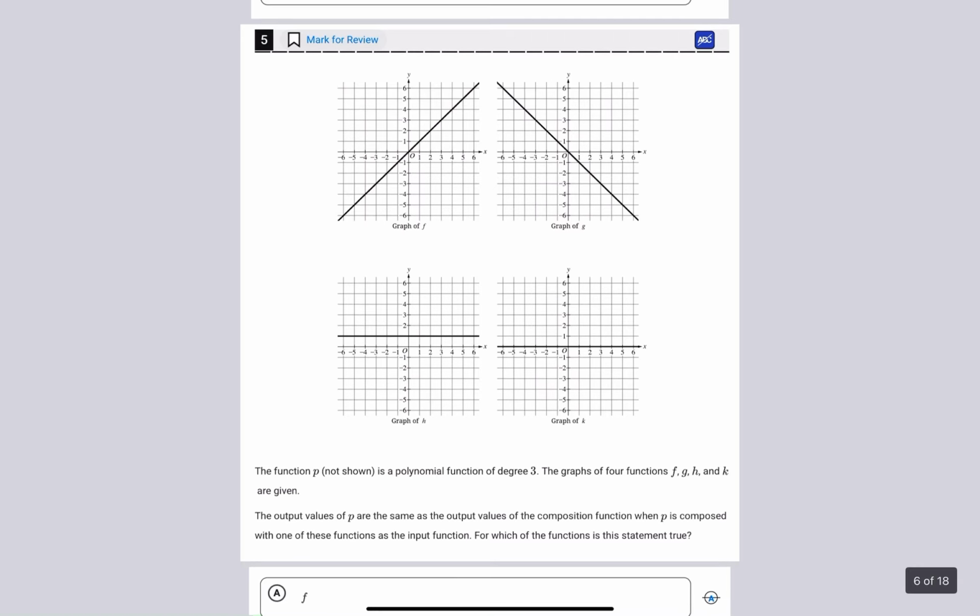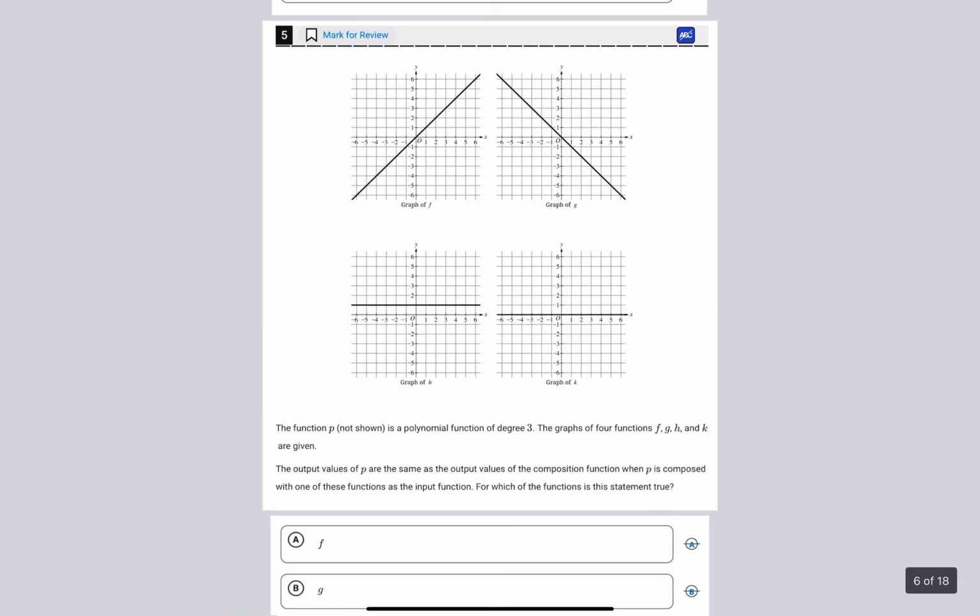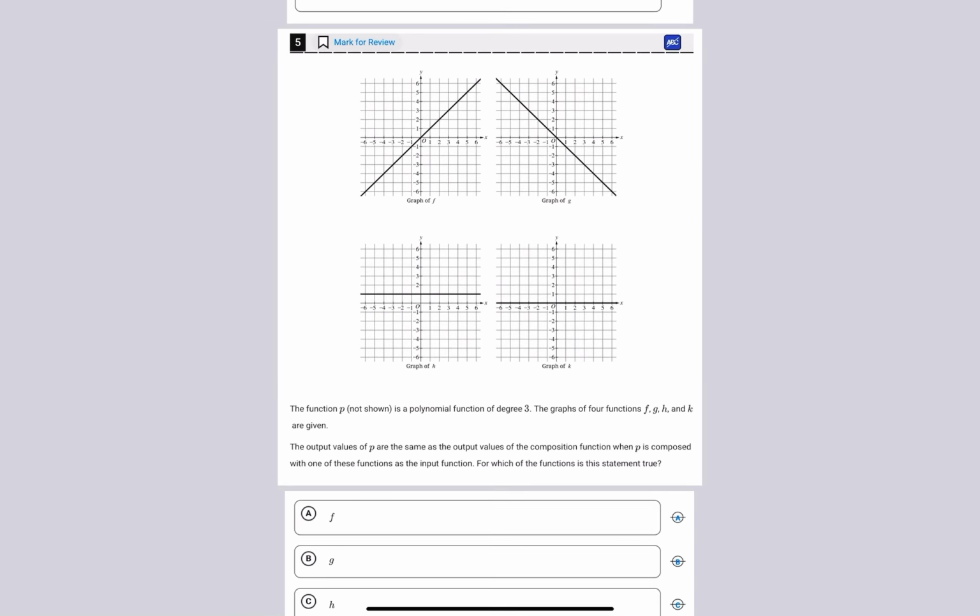Okay, moving on to question number 5, which is a really interesting question. The function p, not shown, is a polynomial function of degree 3. So p of x could be any polynomial function of degree 3. It could be x cubed plus x squared plus x plus 1, or it could just be p of x equals x cubed. It doesn't really matter.